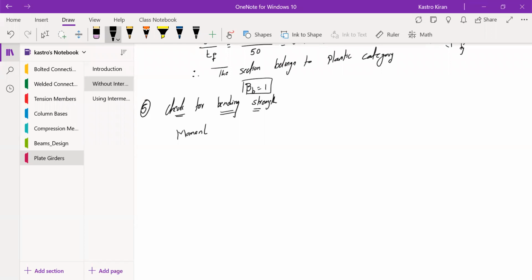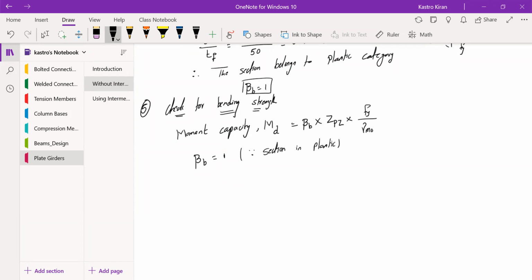Check for bending strength can be found out by using moment capacity, which is M suffix D. Moment capacity MD equals beta B into ZPZ into Fy by gamma M naught. This is the formula. Here the value of beta B is taken as 1, since the section belongs to the plastic category. Since the section is plastic, this is fixed.